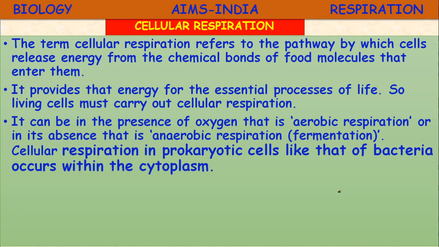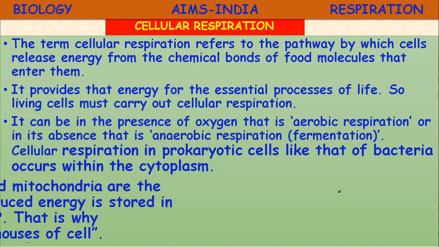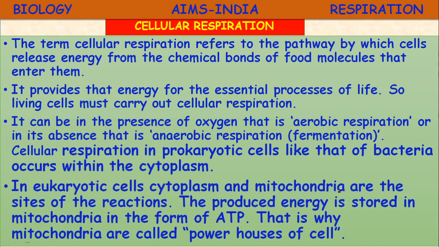Cellular respiration in prokaryotic cells, primitive cells like that of bacteria, occurs within the cytoplasm. In eukaryotic cells, this process of cellular respiration takes place in the cytoplasm, as well as another important cell organelle which is involved in cellular respiration, that is mitochondria. The sites of cellular respiration in eukaryotic cells are cytoplasm and mitochondria.